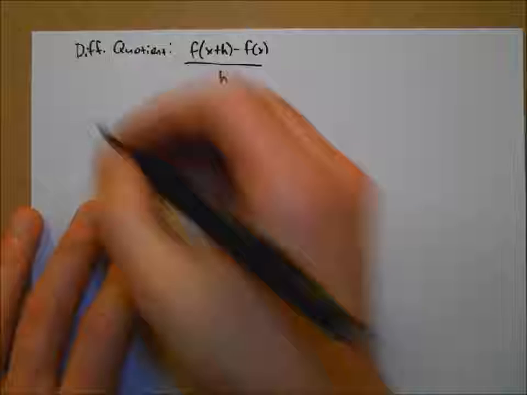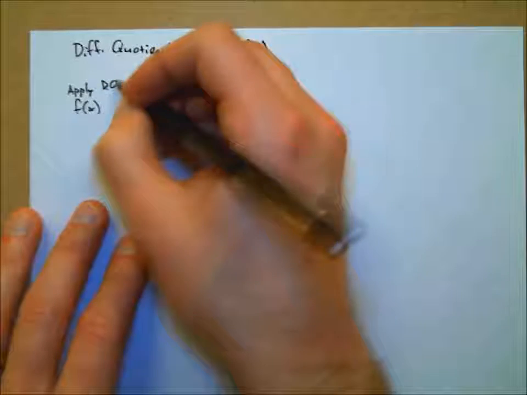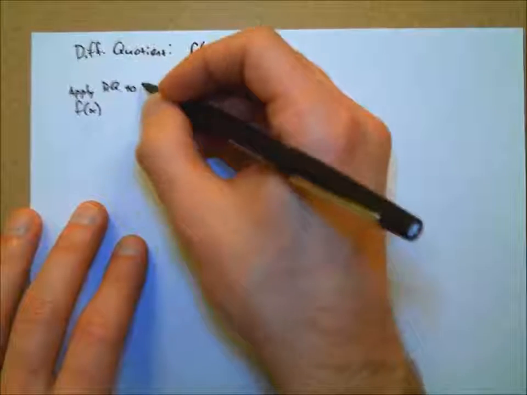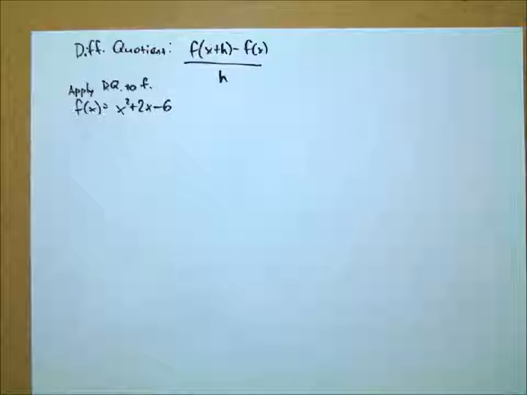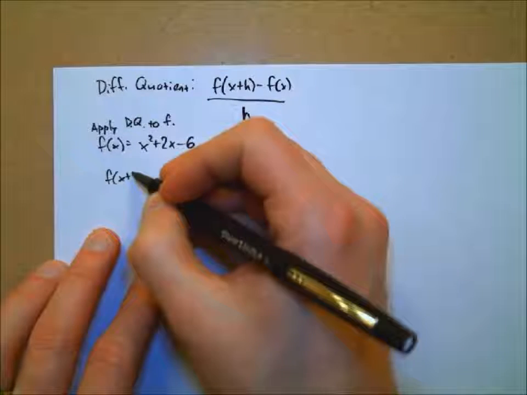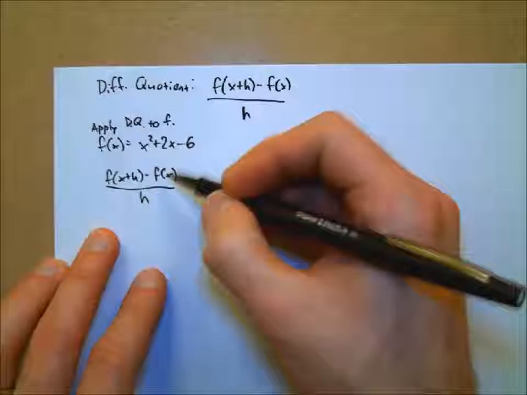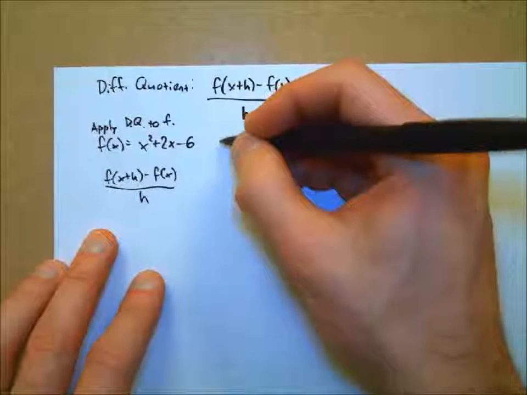Okay, and we're going to apply the difference quotient to f. And f of x, we're going to make it x squared plus 2x minus 6. All right. And then we'll look at some piecewise stuff here too. Okay. So again, we want to do f of x plus h minus f of x all over h. We know f of x, it's this piece right here, so we're going to have minus x squared plus 2x minus 6. But we need to figure out what f of x plus h is, so I'll go ahead and write that out for myself.